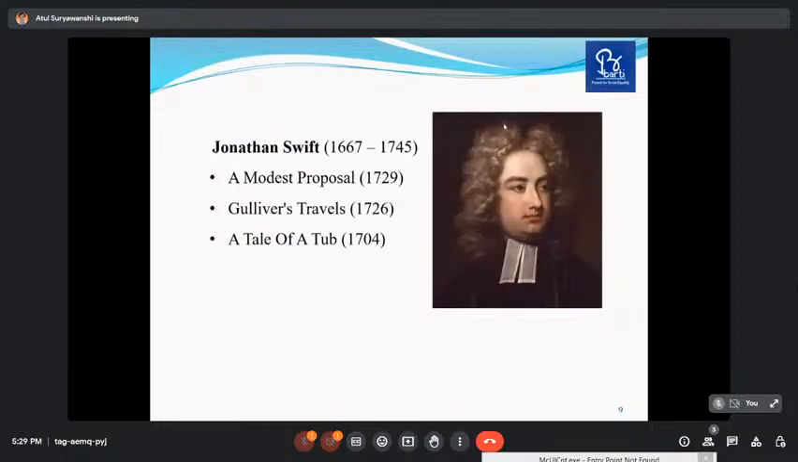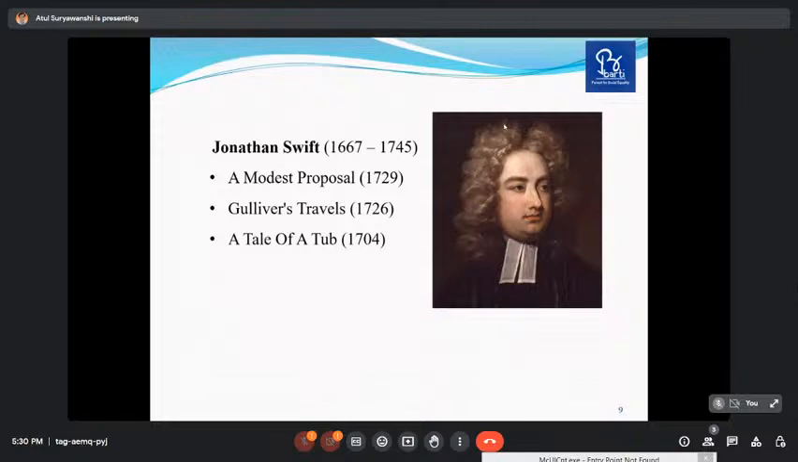One prominent figure during this age was Jonathan Swift, 1667 up to 1745. Three works of Jonathan Swift have been pinpointed here. The first is A Modest Proposal, published in 1729. The second was Gulliver's Travels in 1726. And the third was A Tale of a Tub, published in 1704. There is a movie based on the work Gulliver's Travels in Bollywood, Jajantaram Mamantaram.